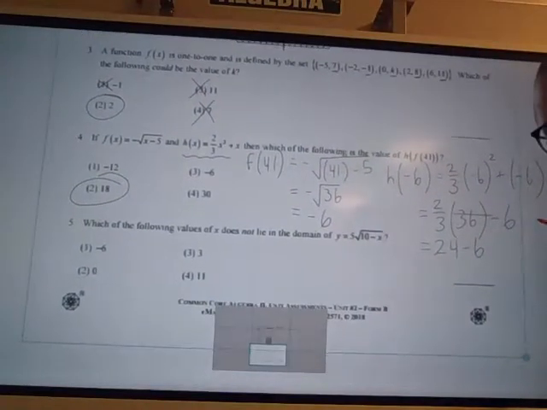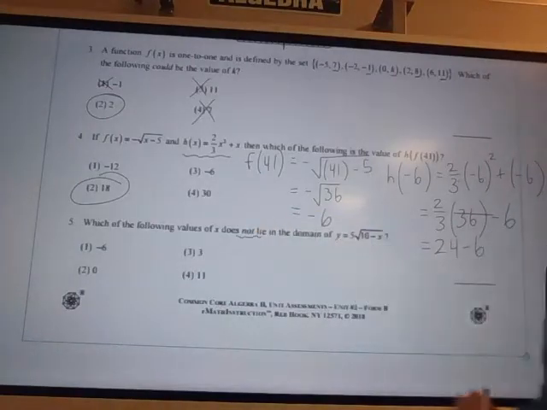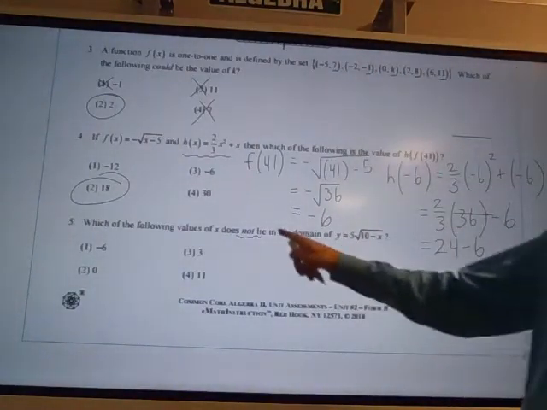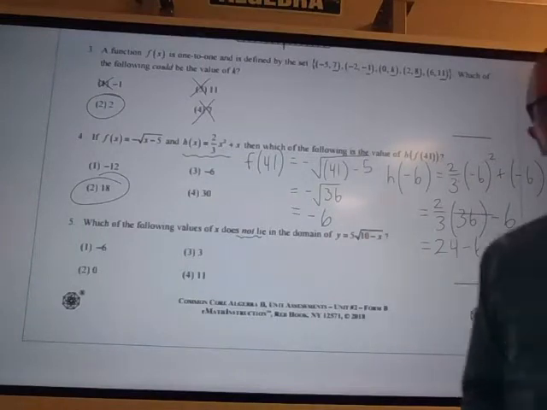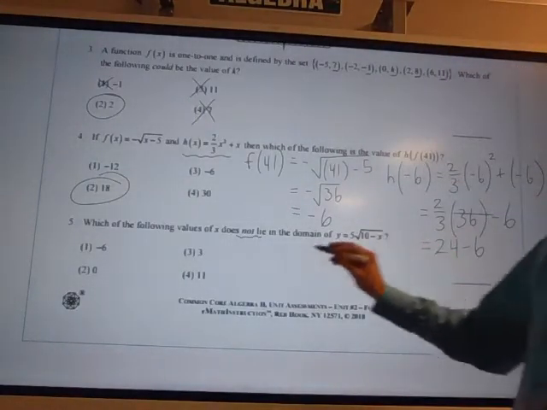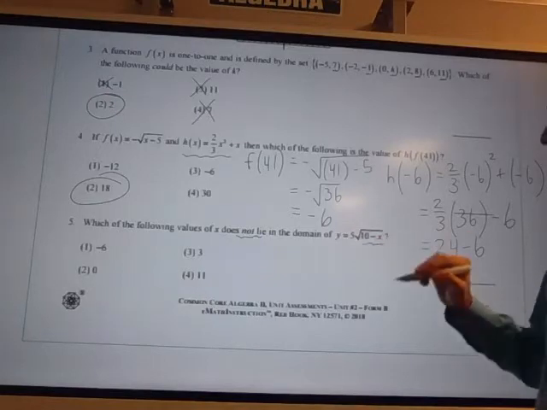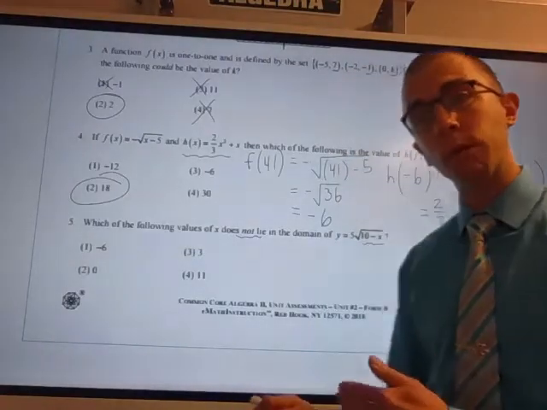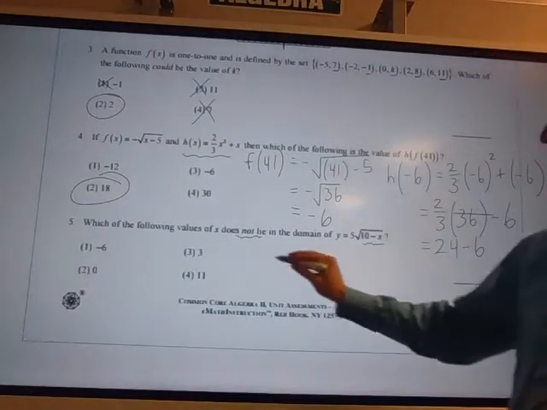And the last one on this front page, which of the following values of x does not, keyword there, and I did stress to everybody to read carefully, so I hope you guys caught that, which one does not lie in the domain of y equals 5 times the square root of 10 minus x? The way I showed to do this, since we are working with a square root function, we know that the expression under the square root has to be 0 or more. It can be equal to 0 or it can be greater than 0. It can't be negative though.